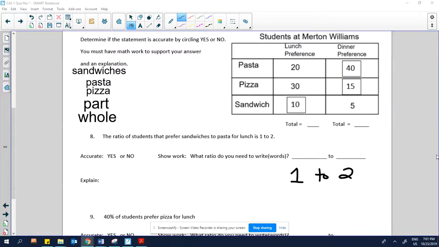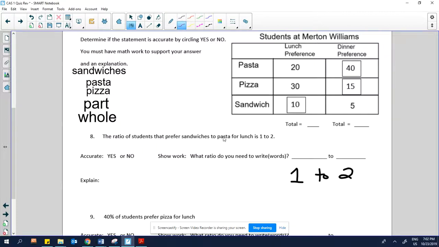You're given a table about what students prefer for lunch and dinner at Martin Williams, and you're asked to find if these statements are true or false, or accurate or not accurate. So the first question is, what are my totals? It doesn't tell me how many students you are surveying.